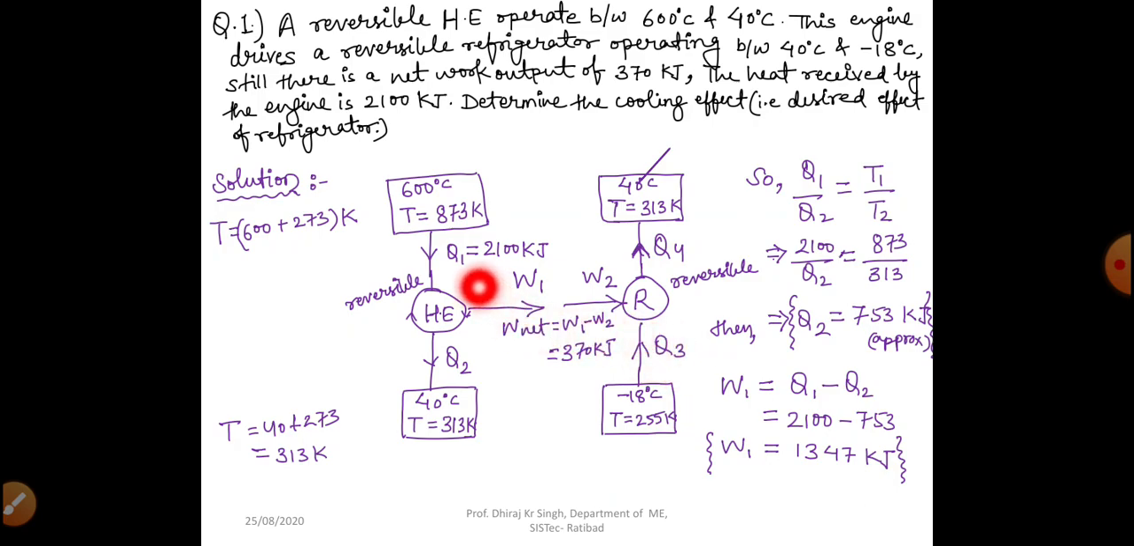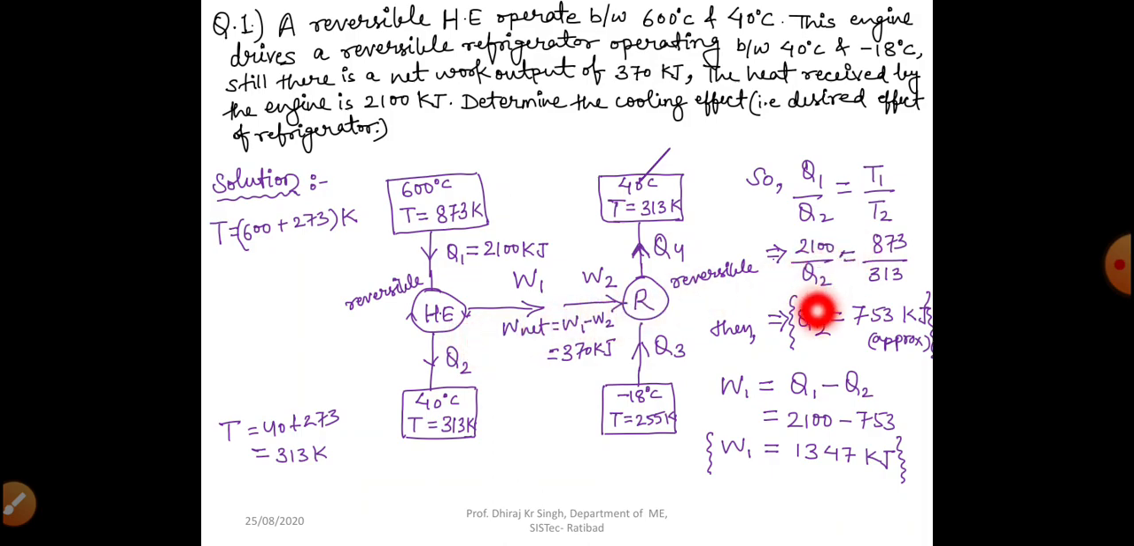We have Q1, but we do not have Q2 and Q3. So how will we find Q3? For finding Q3, we should know W1 and W2. If we know W2, W1 and Q2, then we will easily be able to find Q3. Let's see how. By the thermodynamic temperature scale equation, we can write Q1 by Q2 equal to T1 by T2. We know T1, T2 and Q1, and Q2 is unknown, so we will find Q2.